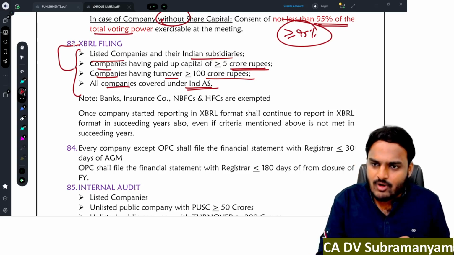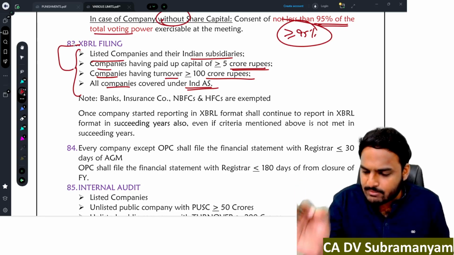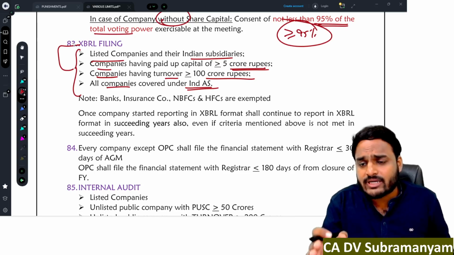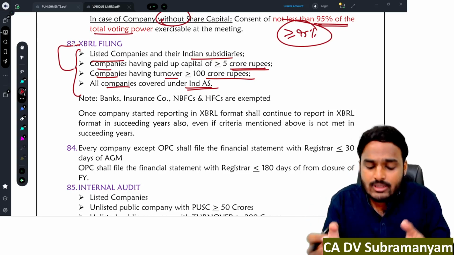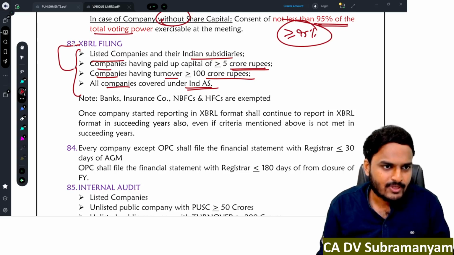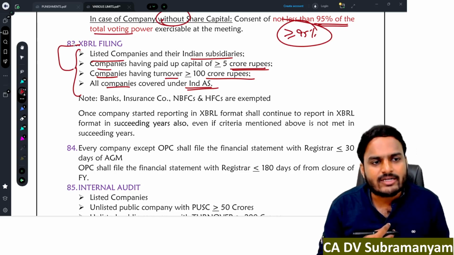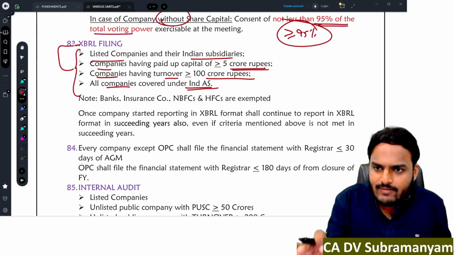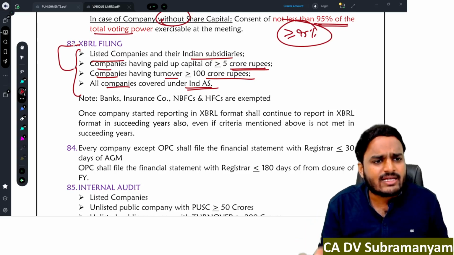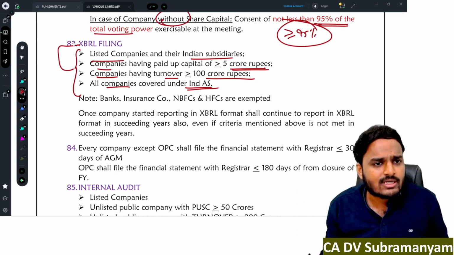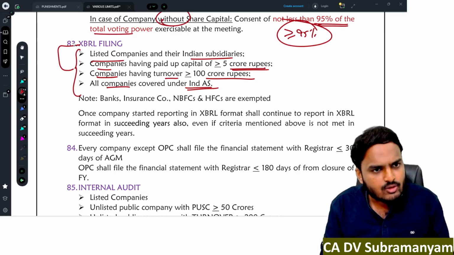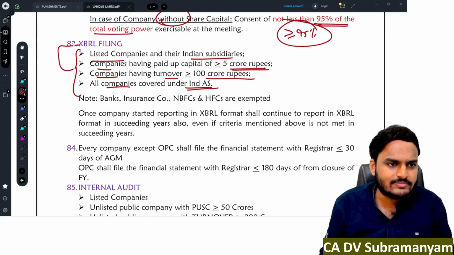Once covered, always covered. Once XBRL is applicable, then it is always applicable even in respect of all subsequent years, even when you come below these limits. Suppose 1 year my turnover is 110 crores. That's it. I should file financial statements using XBRL filing only. Sir, immediately the next year my turnover fell to 80 crores, sir. 60 crores, sir. 5 crores, sir. No problem. You just go with XBRL format only.